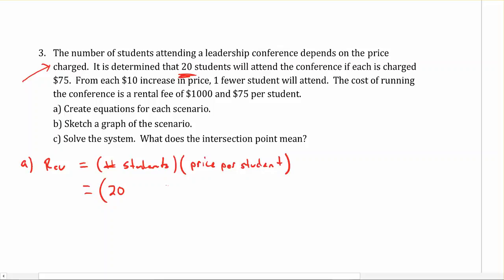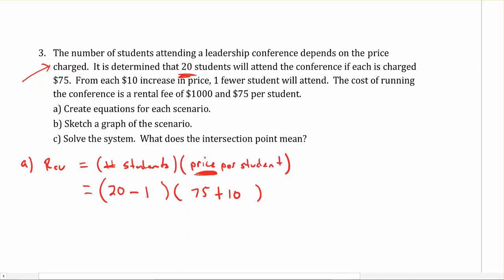I'm going to leave a space here because we're going to change it up a bit. But it would just normally be 20 students and $75. That would be typical, right? But we're going to change the number of students and the price here. So the next part says for each $10 increase, so the money part of it, so the second one, so $10 increase, so I'm just going to go plus 10, one fewer student will attend. So fewer, I'm going to go minus 1.